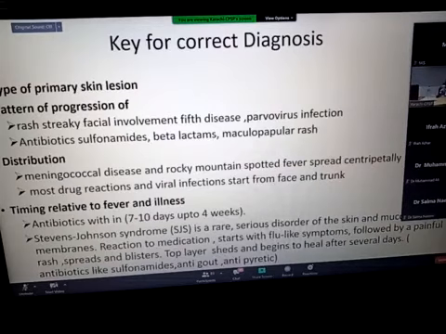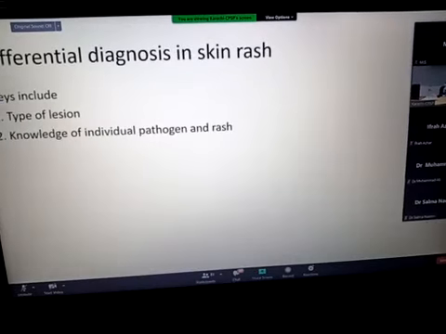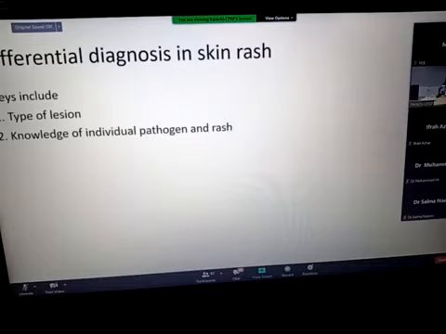For example, there is a syndrome, not very common, called Stevens-Johnson syndrome, which affects the skin and the mucous membrane. And there is a reaction to medication. It starts with flu-like symptoms followed by a painful rash, which spreads. Blisters may appear, and the top layer of the skin may shed. This may be due to antibiotics like sulfonamides, anti-gout therapy, antipyretic agents. So these are the factors which help you to lead to the diagnosis.